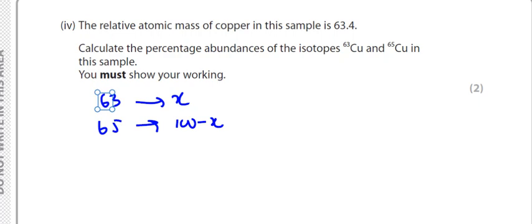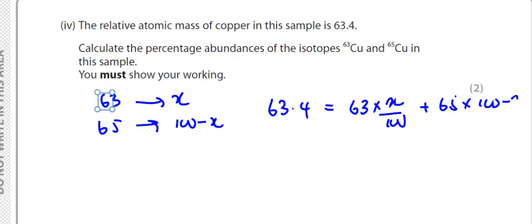So relative atomic mass of copper is 63.4. That is equal to the percentage abundance of 63 times 63, so 63 times X over 100, plus 65 times (100 minus X) over 100. This is how you find it, like we do for chlorine: 35 times 75 over 100, 37 times 25 over 100, right? So now you can solve this and get the value for X.